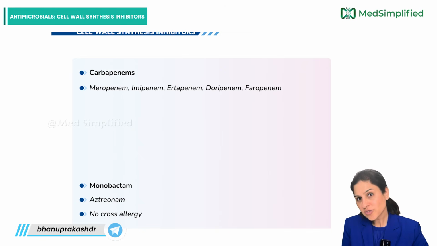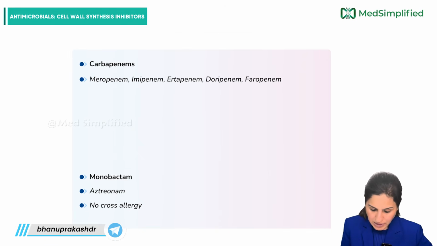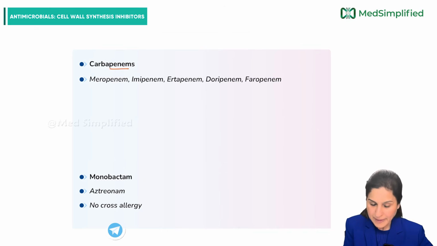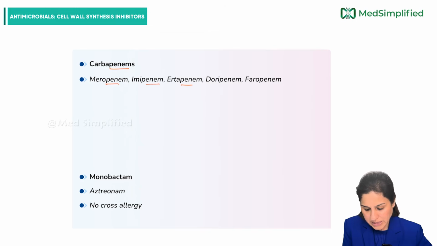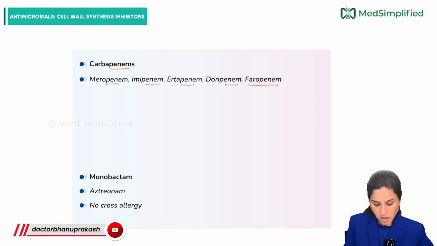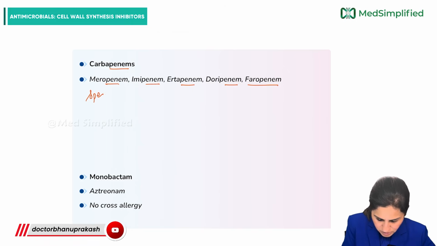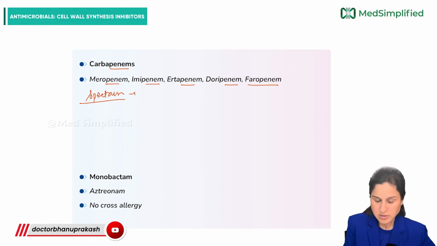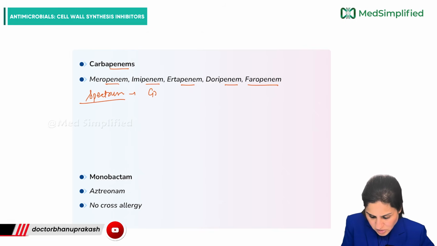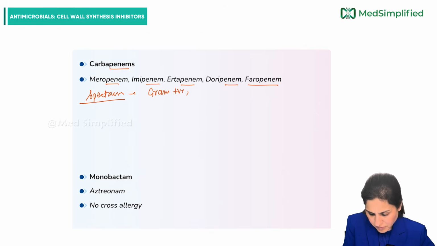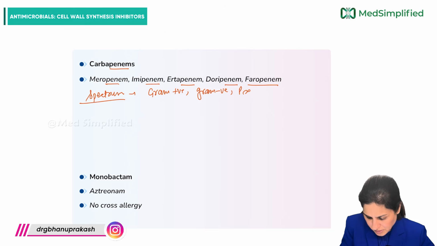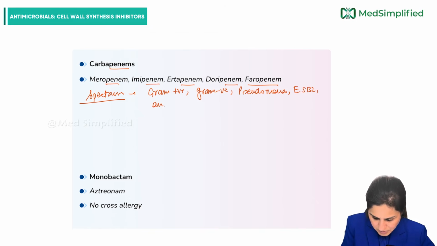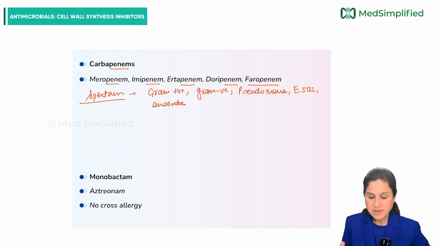Moving on to the next group in the beta-lactams, we have carbapenems. In the carbapenems, we have meropenem. All these will be penems: meropenem, imipenem, ertapenem, doripenem, faropenem. If I talk about their spectrum, they have a broad spectrum. So they are effective against gram-positive, gram-negative organisms, pseudomonas, ESBL, as well as anaerobes. For these serious infections, we give them.